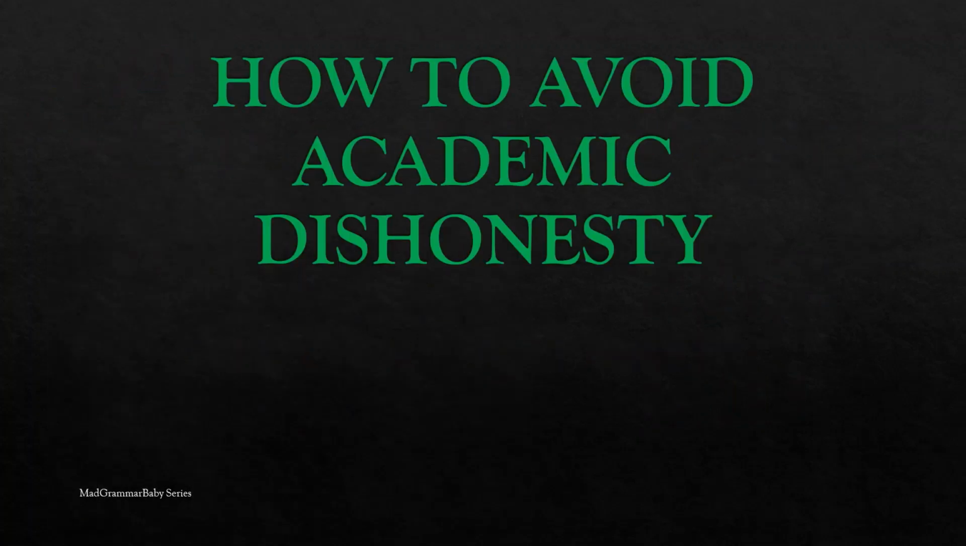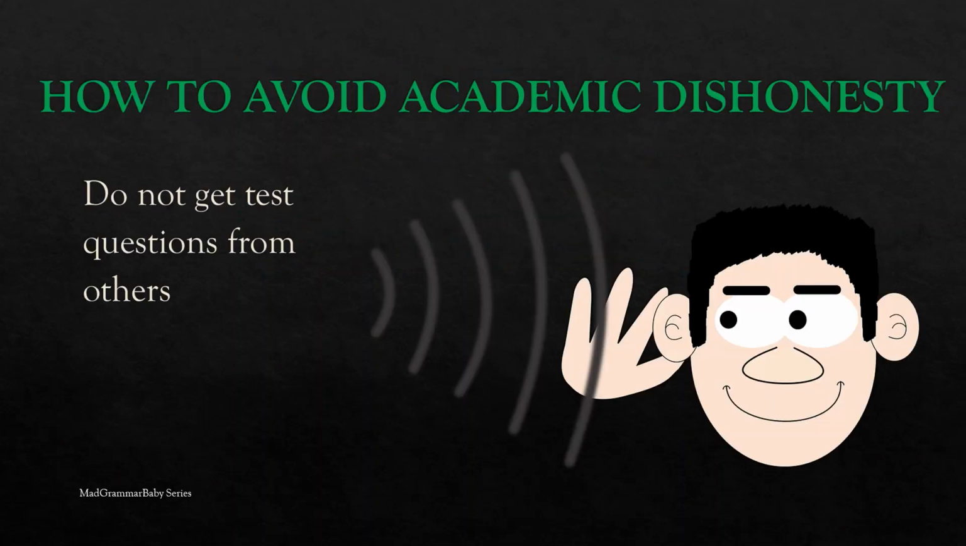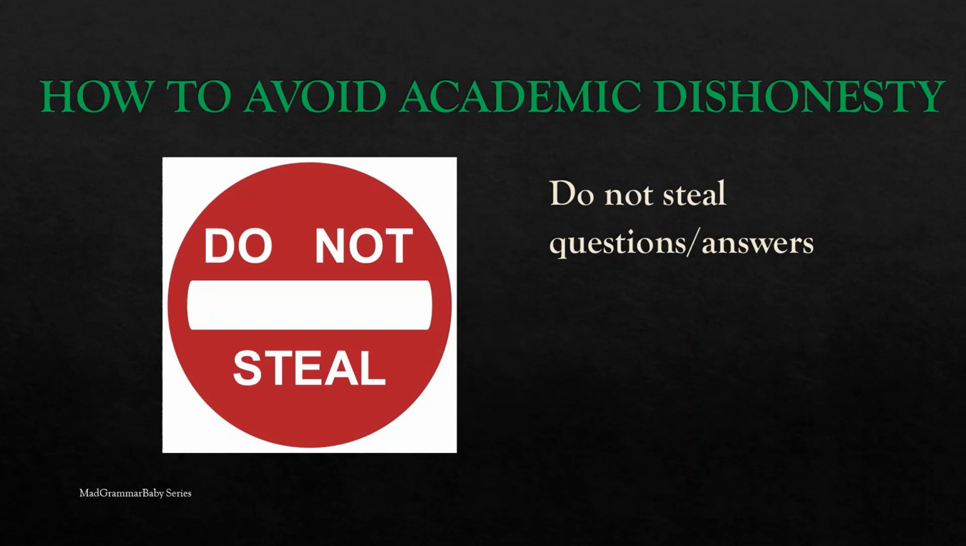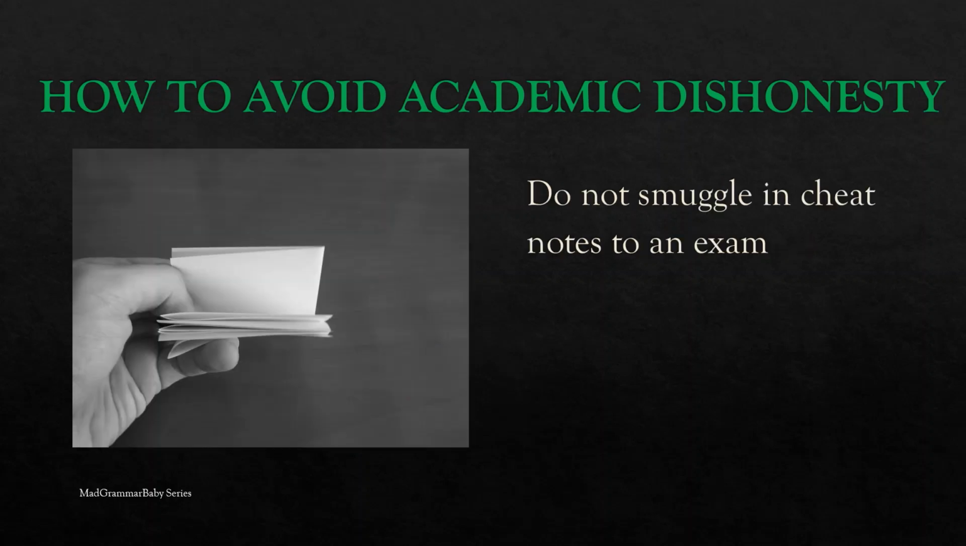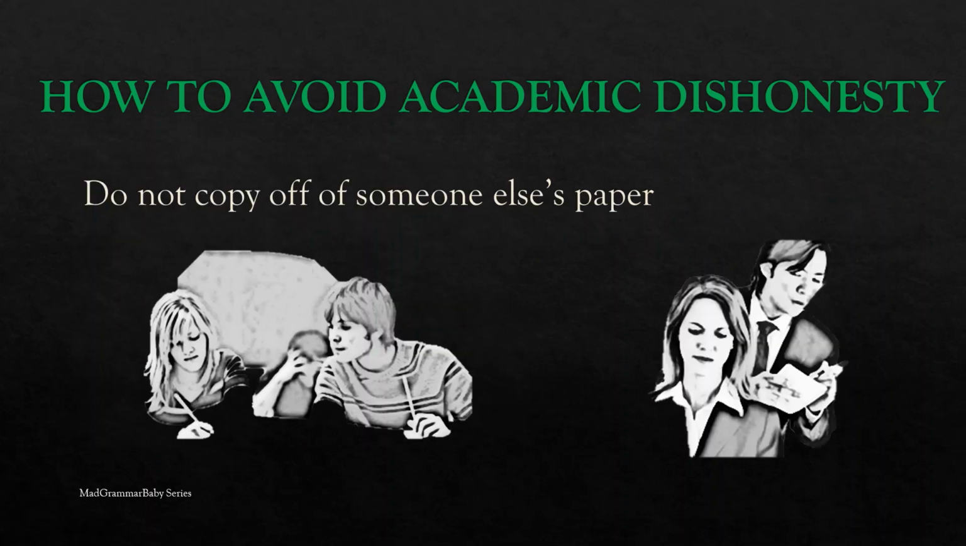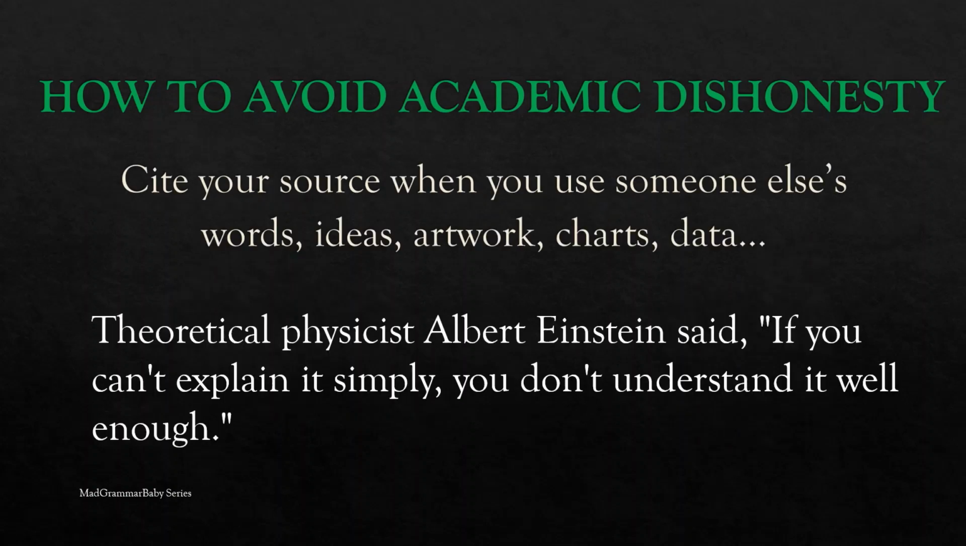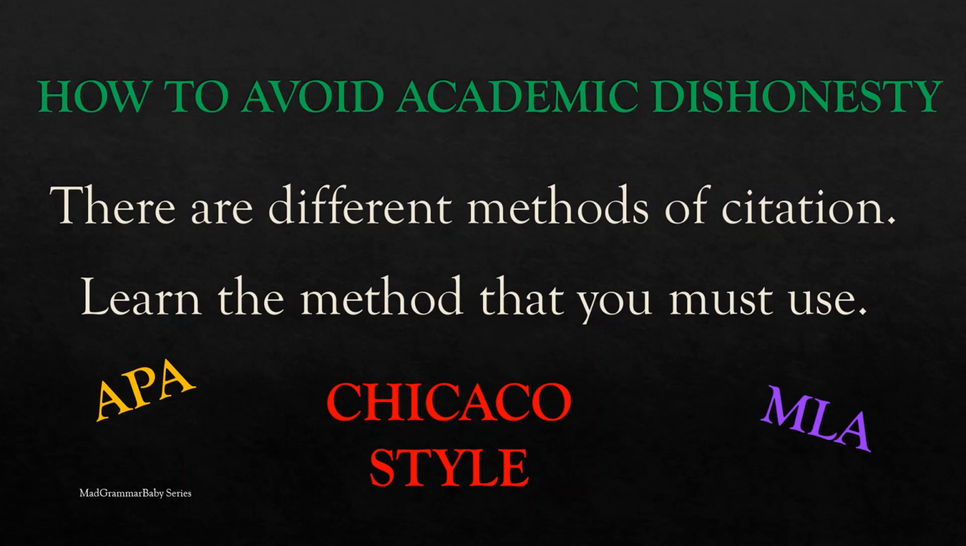Here's how to avoid academic dishonesty. Do not get test questions from others ahead of time. Do not steal questions or answers. Do not smuggle in cheat notes on an exam. Don't copy someone else's paper. Cite your source when you use someone else's words, ideas, artwork, charts, data. In fact, do not do anything that even appears suspicious with your work. Be honest about what work you have done personally.